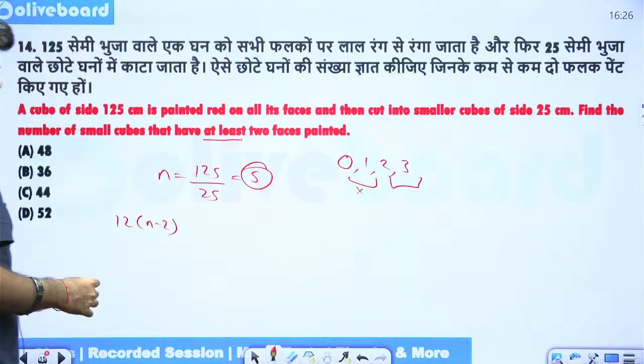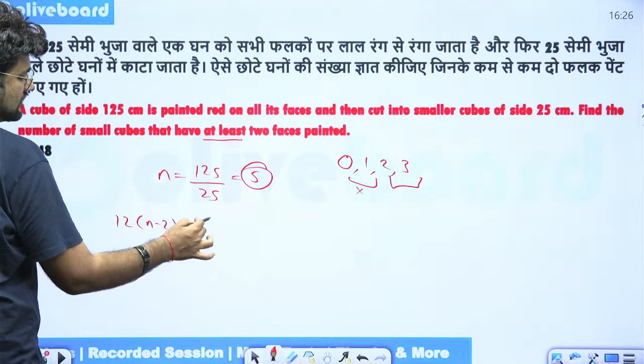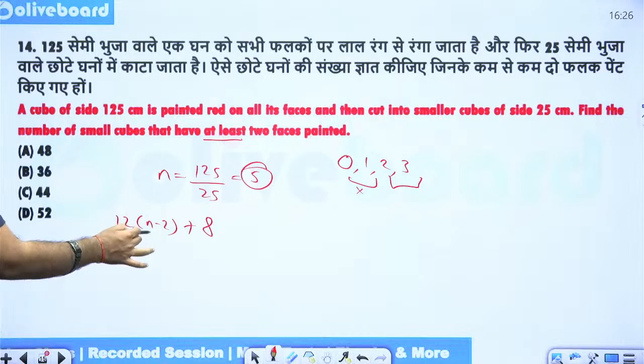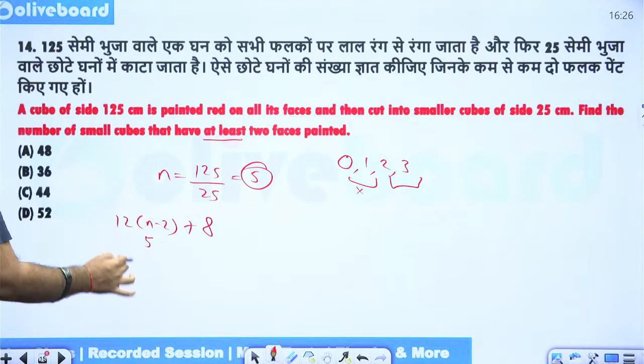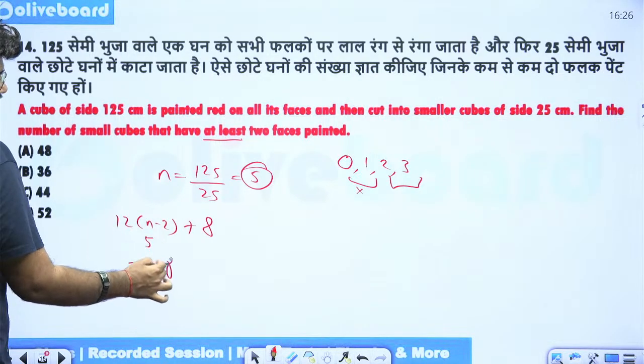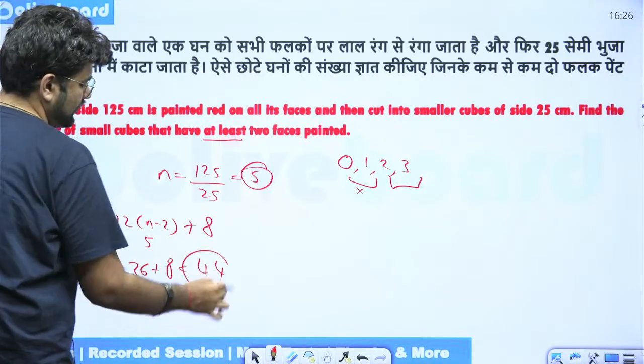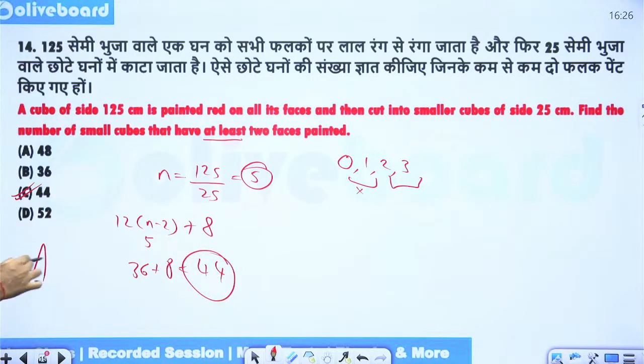So, I am looking for 2 plus 3. What is 3? 8. The corner ones. So, for n, I will put 5 here. So, 5 minus 2, 3 into 12, 36 plus 8. That is 44. So, at least 2 faces painted will have 44 such cubes here. Okay.